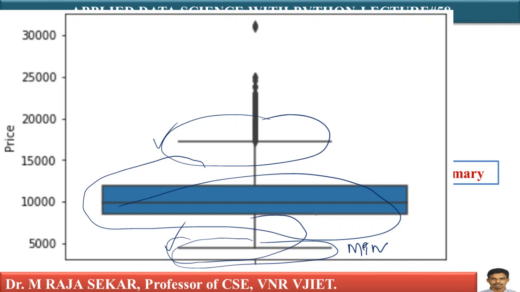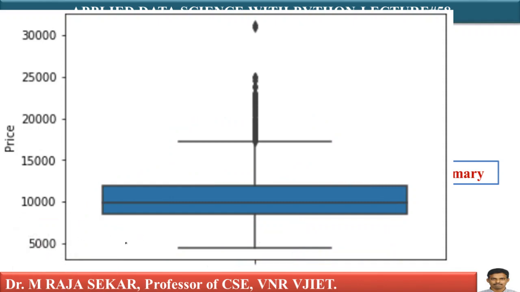For the time being, let me proceed. If we have outliers in the data, which are nothing but extreme values, then the box plot excludes those values and gives the picture of what is the minimum value of the price. The minimum value of the price of the car is about 5,000 euros.